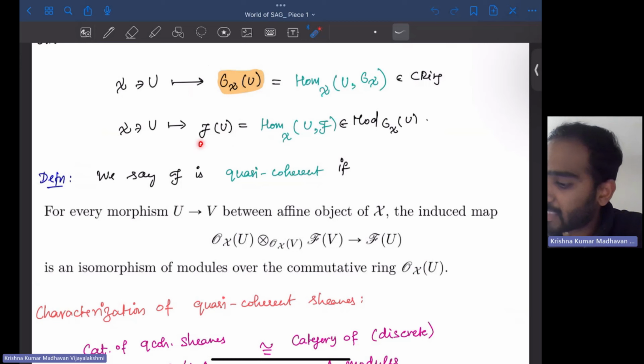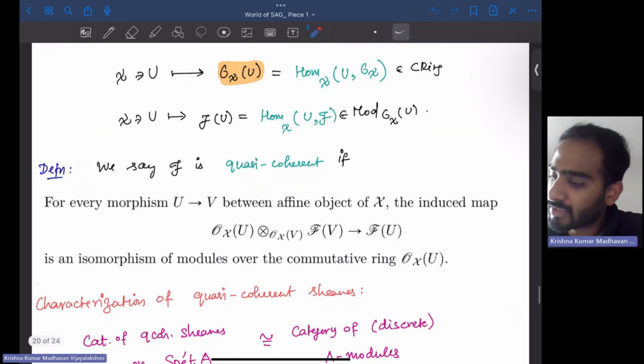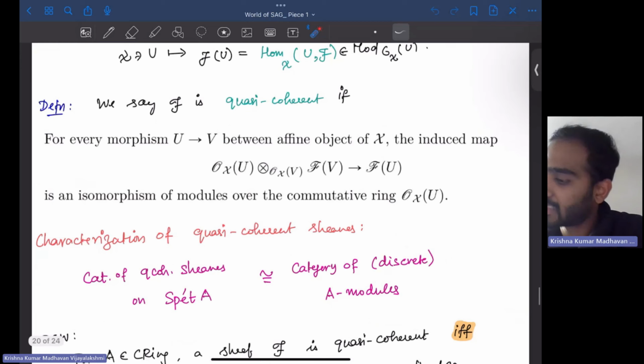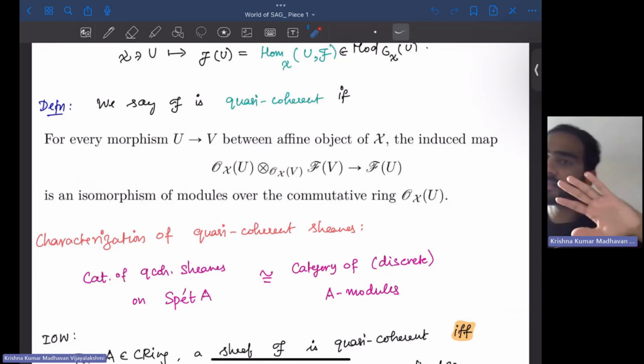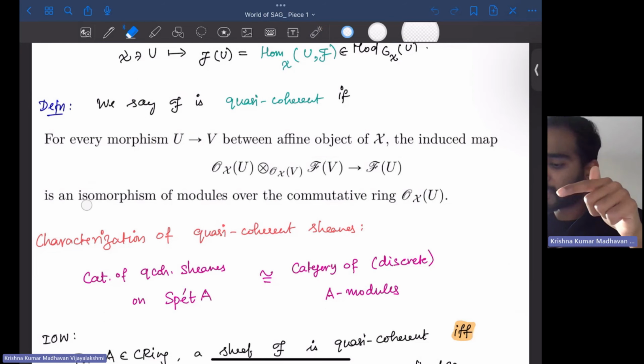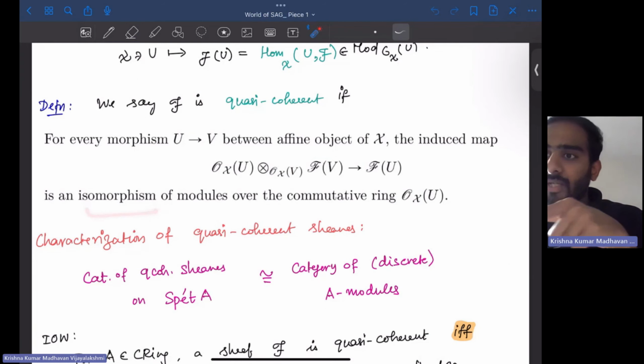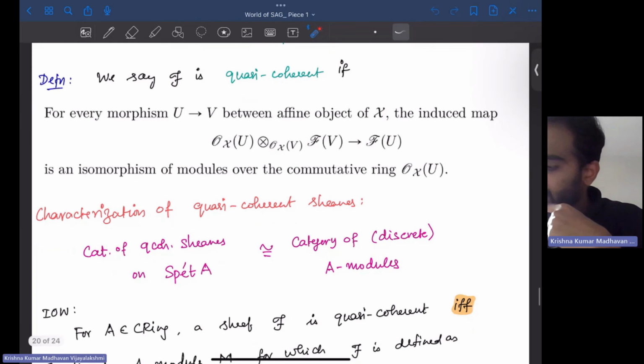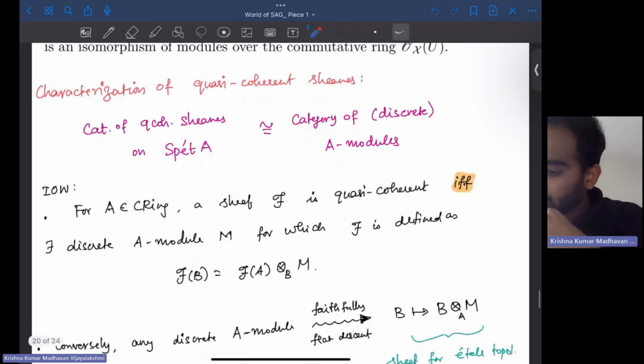For any given sheaf, one can define this to be the Hom taking values in F, the sheaf F. So we say such a sheaf is quasi-coherent if it satisfies this criteria here. And this exactly translates from the criteria from the scheme theory. So for every morphism U to V between affine objects, the induced map between the corresponding structure sheaves defined on them has to be an isomorphism of modules over the commutative ring. So it's a very natural condition to have.